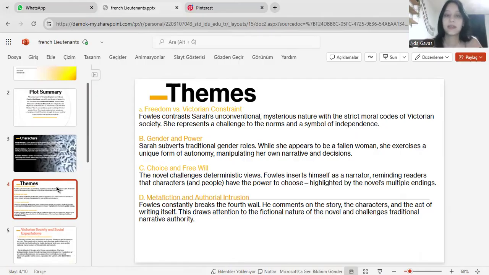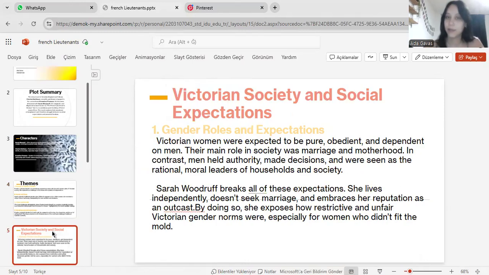Choice and free will. The novel challenges deterministic views. Fowles inserts himself as a narrator, reminding readers that characters and people have the power to choose, highlighted by the novel's multiple endings. Metafiction and authorial intrusion. Fowles constantly breaks the fourth wall. He comments on the story, the characters, and the act of writing itself. This draws attention to the fictional nature of the novel and challenges traditional narrative authority. So, freedom and Victorian constraint, gender and power, choice and free will, and metafiction and authorial intrusion are basically the themes.